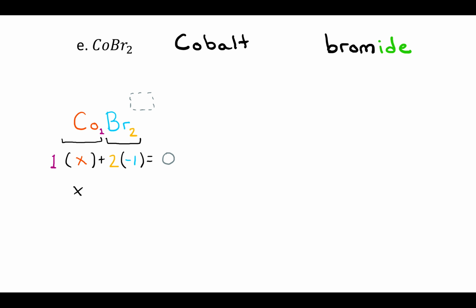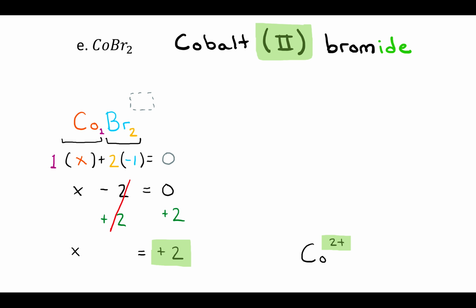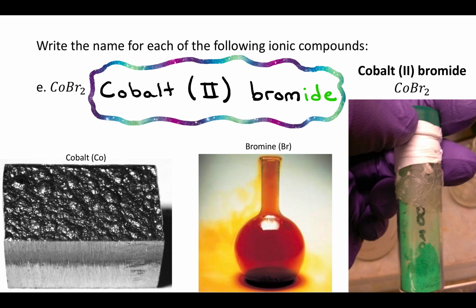So I have X minus 2 equals 0. Add 2 to both sides, it cancels on the left, and you have X equals +2. That +2 is the charge on cobalt in this compound. And so we're going to list it in the name as a Roman numeral in parentheses after the cobalt. So CoBr2 is called cobalt 2 bromide. So if you take cobalt and mix it with bromine, you will get cobalt 2 bromide. And that's often used as a catalyst in organic chemistry.